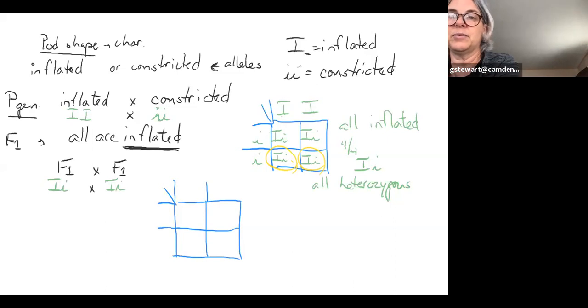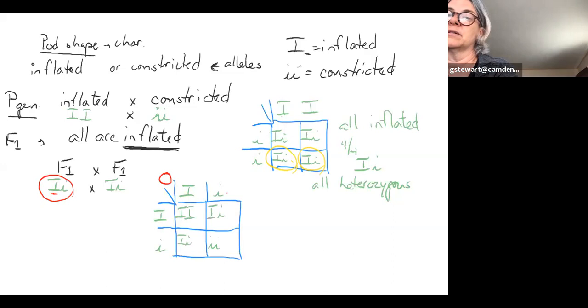And again, I would put capital I, lowercase i, capital I, lowercase i, because I'm taking, if this is, we'll make this circle parent, right? And I'm putting that across the top, one allele in each box. Okay, now, capital I, lowercase i, capital I, lowercase i, and then two little i's.